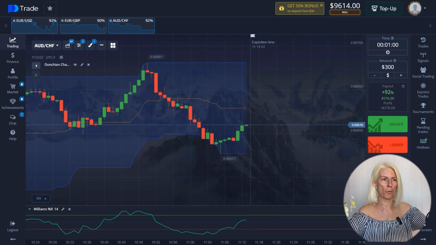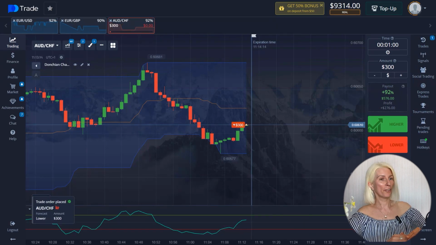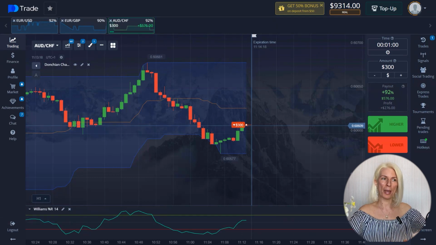As you can see, the quotes after reaching the lower limit of the downtrend indicator made a rebound, after which the price correction began upwards. But I opened a downtrade. Everything's as usual, for 1 minute with $300. And that's why I made this decision.